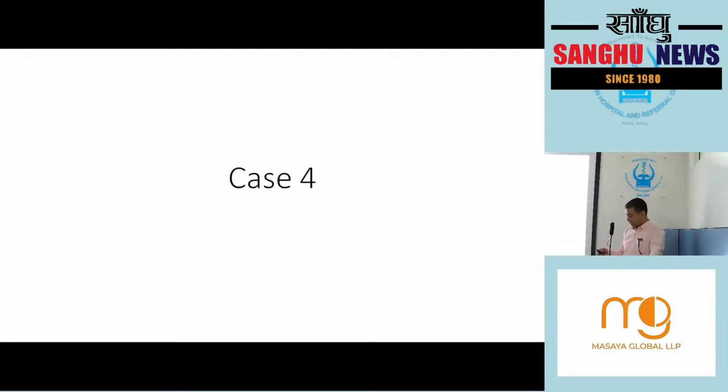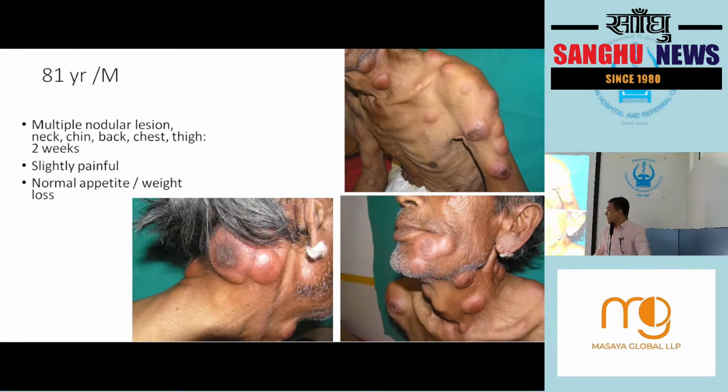I'm moving to the next case. This is an 81-year-old male with multiple lesions. You see, nodular cutaneous lesions almost all over the body. Probably you can make a diagnosis here.